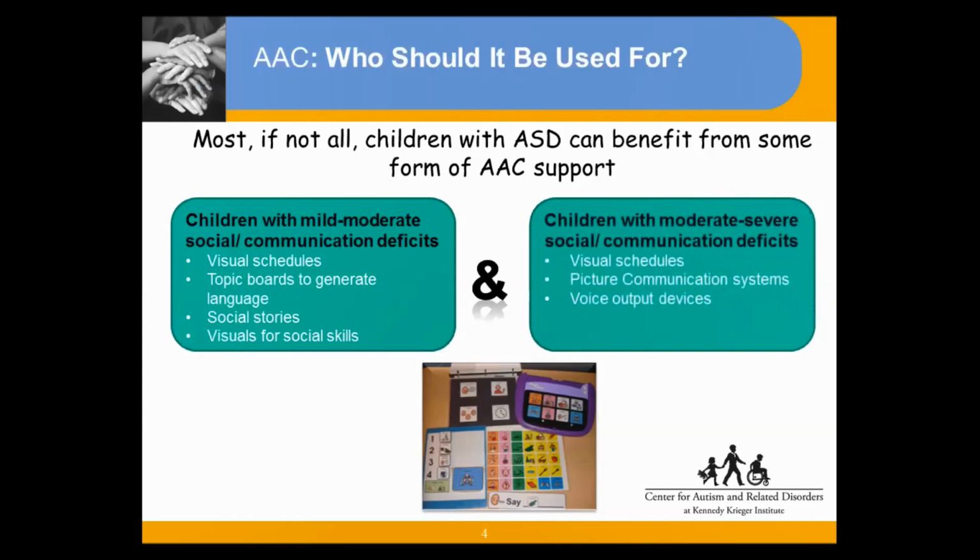For children with more moderate to severe social communication deficits, kids who may be more minimally verbal or not as fluid in their verbal communication, again, we can use those visual schedules, but then we're also thinking about additional means to get their wants and needs met. So things like picture communication systems or speech generating devices.